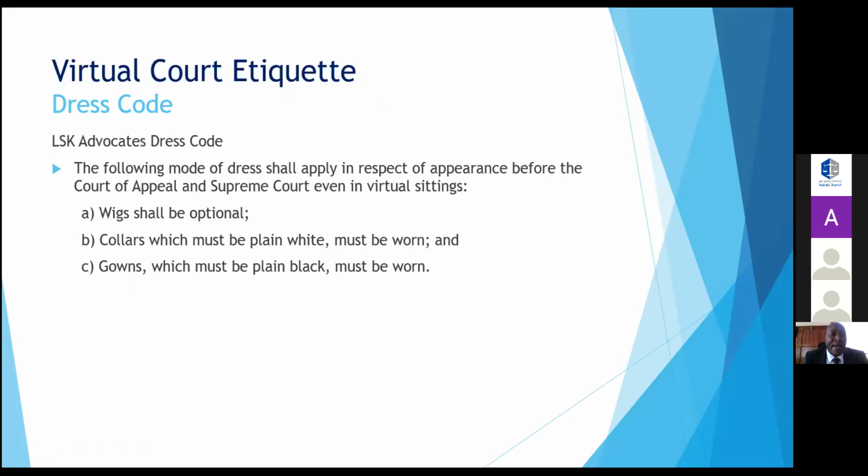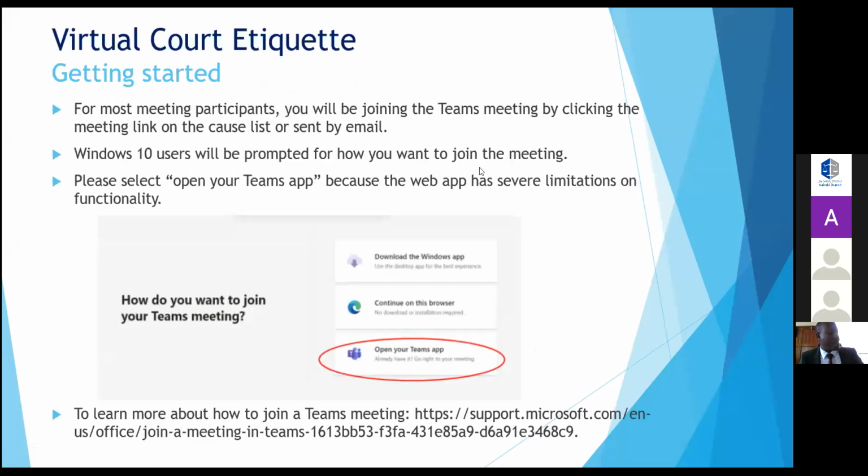There is a caveat in the Court of Appeal as well as in the Supreme Court. Even during virtual sittings, the wigs are optional, but the collars, which must be plain white, must be worn. Gowns, which must be plain black, must be worn. You'll find this even in the East African Court of Justice rules on virtual court. Indeed, in that court, there is no hearing for an advocate who is outdressed or not dressed as per these directions. However, in the High Court, it is as you appear in the physical court. Let's go to slide number 17.